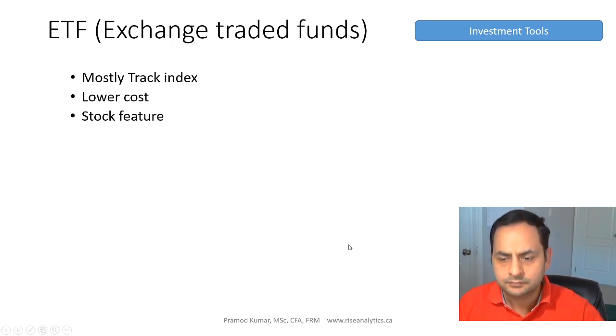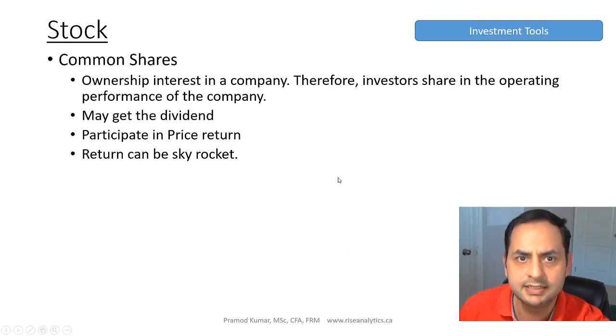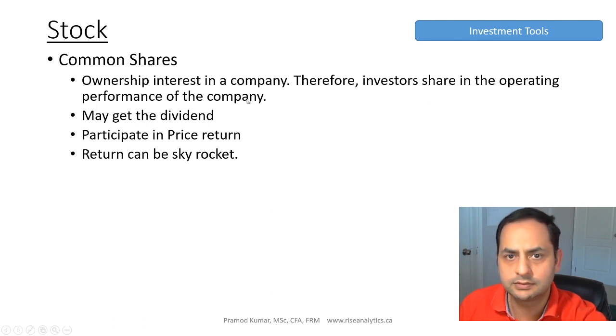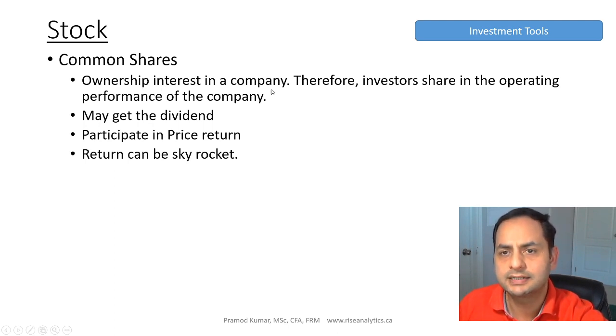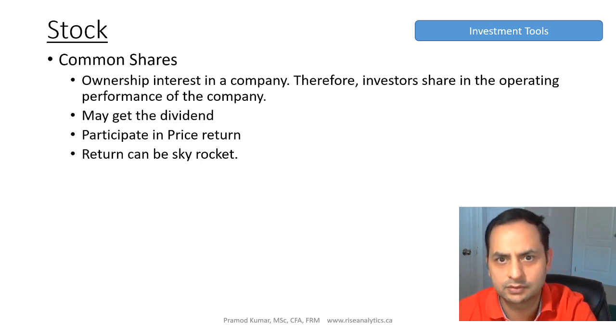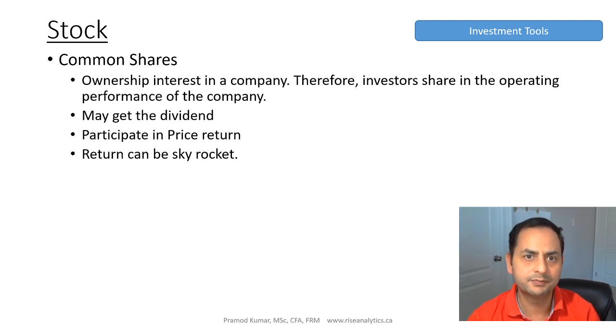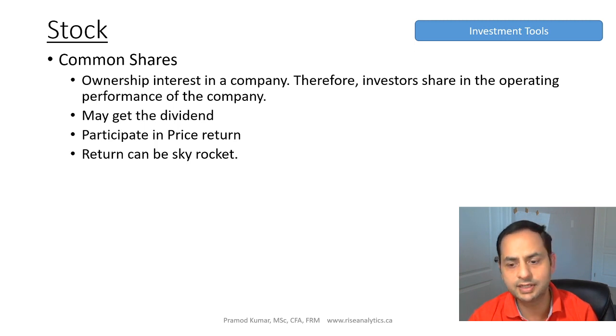So that's the idea. Okay, so the next one is stocks. Stock is pretty easy. You can go and get the share price. Mostly when people say stock, they mean common shares. It implies an ownership interest in a company, where investors share in the operating performance of the company. It's quite theoretical, but basically what it's saying is you are investing in the company's growth. If the company goes down, your investment goes down. If the company goes up, your investment goes up. You take ownership in the company. Think from that perspective.